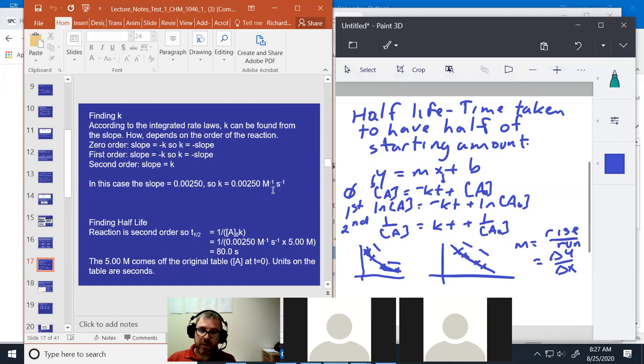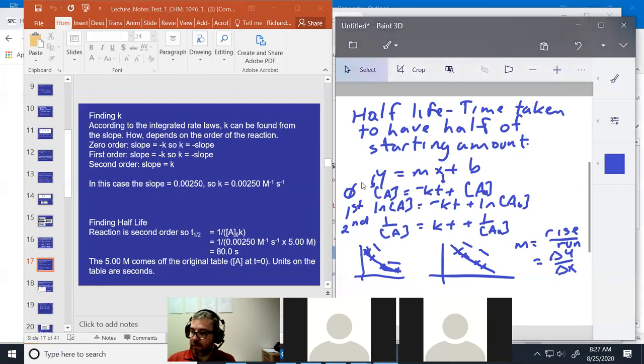Now that unit is going to change depending upon what order we're talking about. It's something you'll have to be able to figure out on your own as well. So let's take a look at how we get the unit on those slopes. Does anybody have any questions so far? Anybody have any questions?